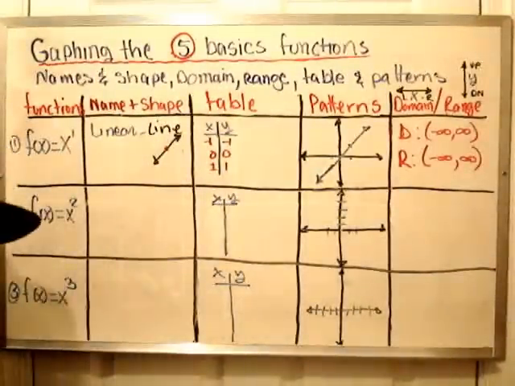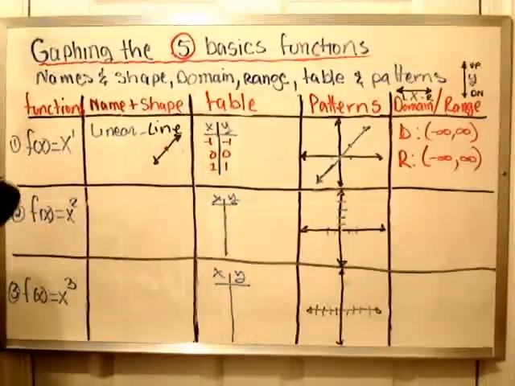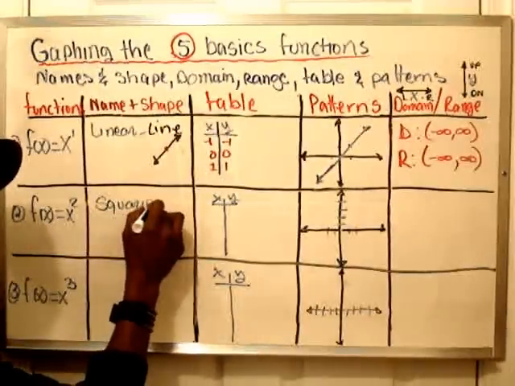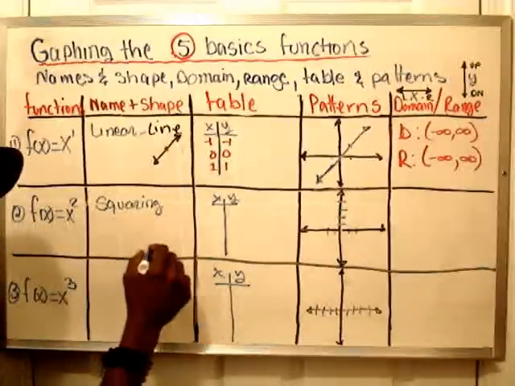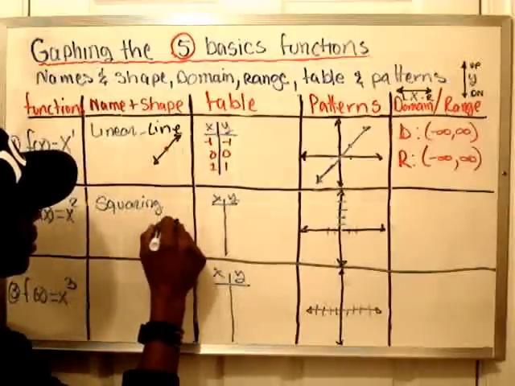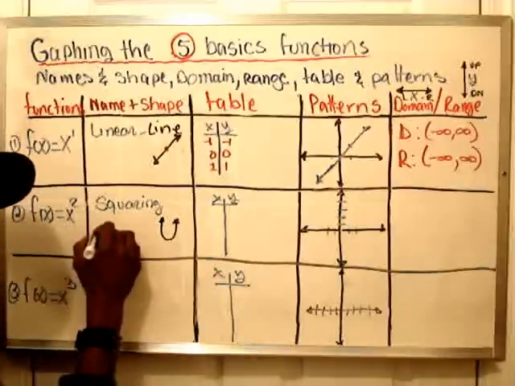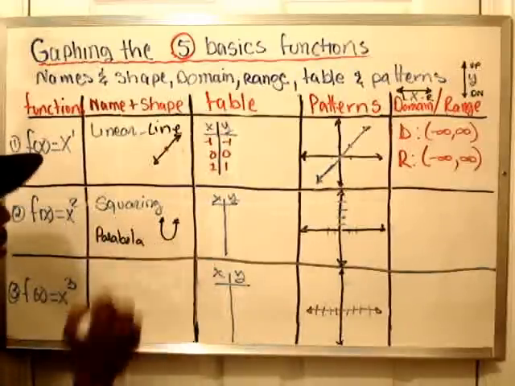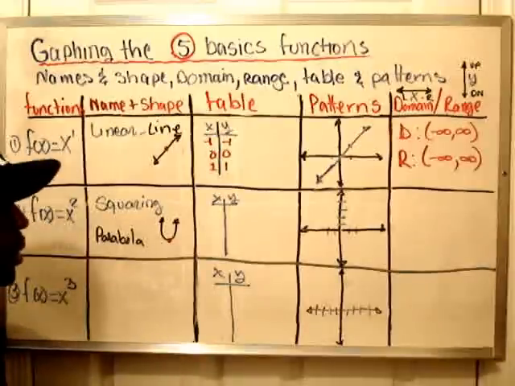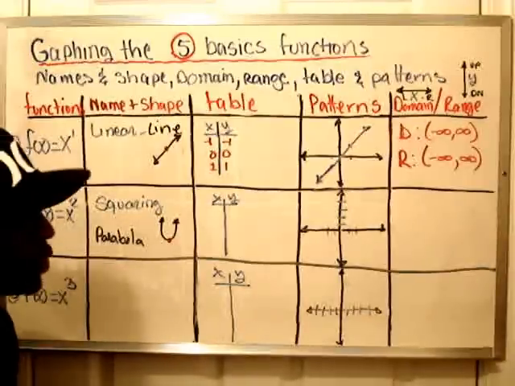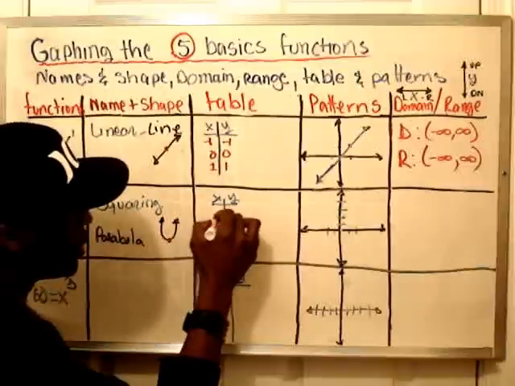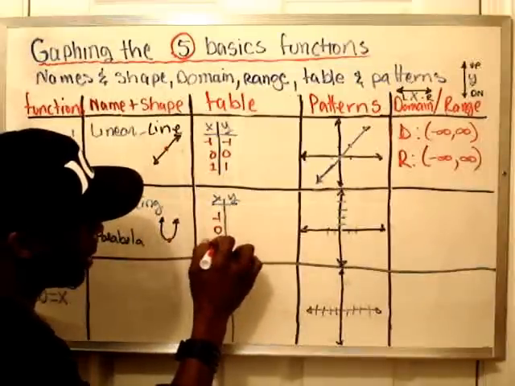And for the square function, the name of that is the squaring function. Of course, that shape will be a U shape, and we call those parabolas. It has a center, and the center will be here. We have a specific name for that, which we can get to later on. But the center will be at 0 also. So we're going to start at the center, 0, -1, and +1.